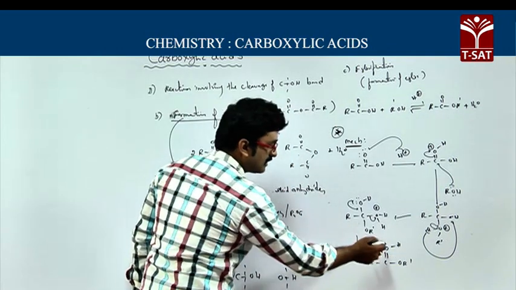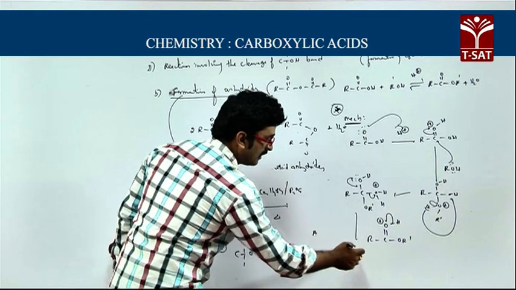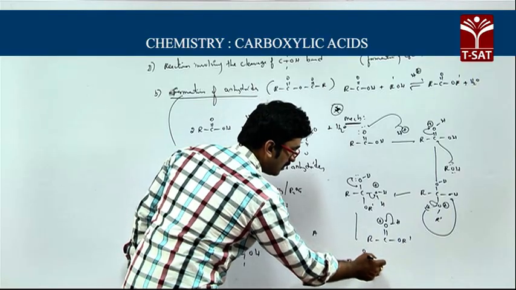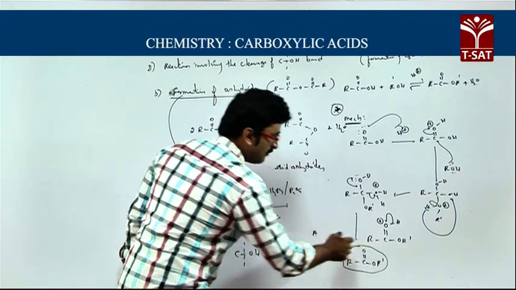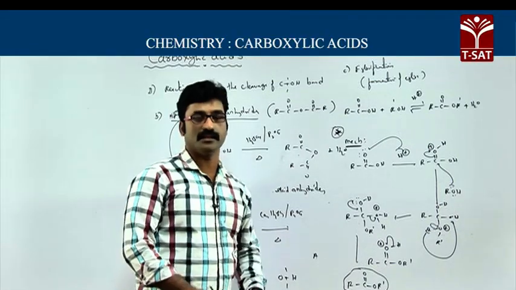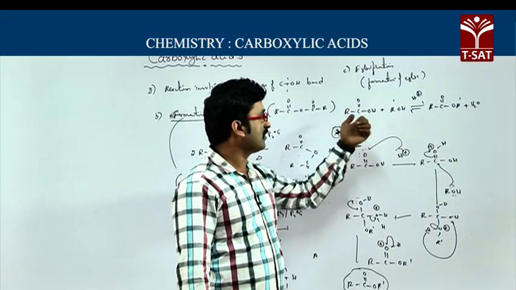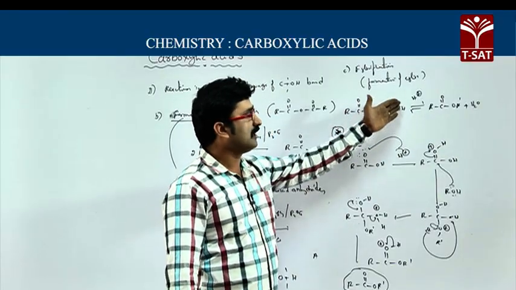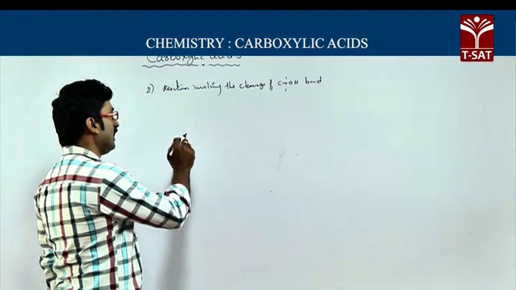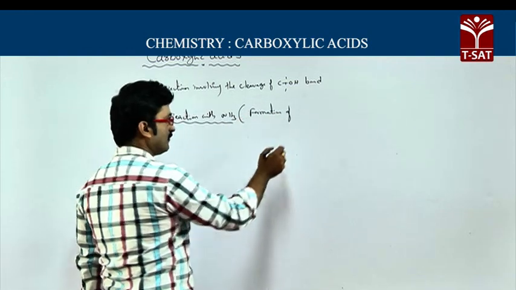And here this electron pair will be taken by the oxygen and leaves hydrogen. So finally you will get R C double bond O OR. This is the mechanism of esterification. Esterification is nothing but the process of formation of ester from a carboxylic acid and alcohol in the presence of acid.